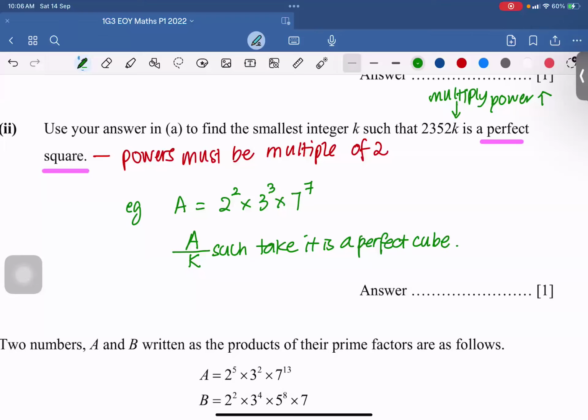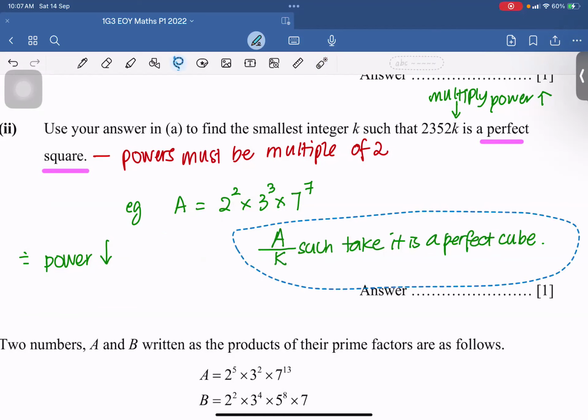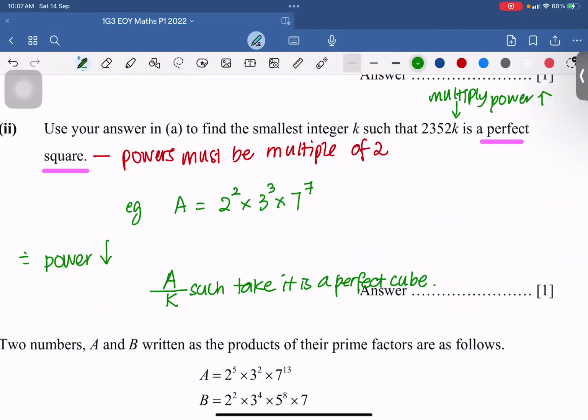Okay, how to do this kind of question? Now, when we have multiplication, the power increases. But now when I'm doing division, what will happen to the power? When I'm doing division, the power will decrease. Okay, so let's say I want it to be a perfect cube, then we check, is this a perfect cube? No. Then what do I need to divide away such that it can become a perfect cube? The whole thing. The whole thing, very good. So I need to divide away the whole of 2 squared.